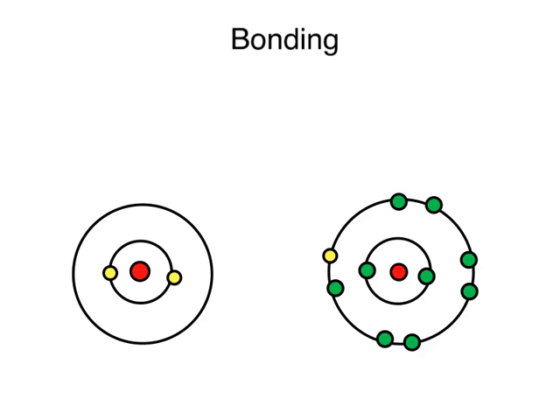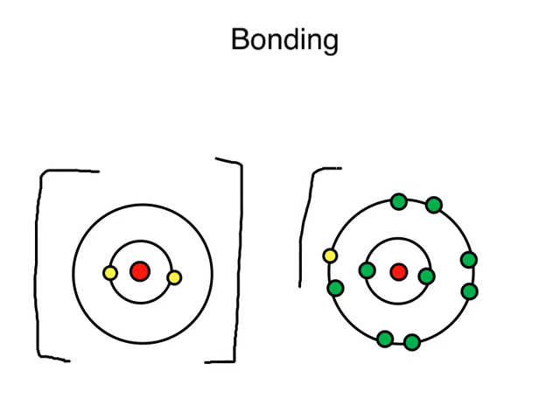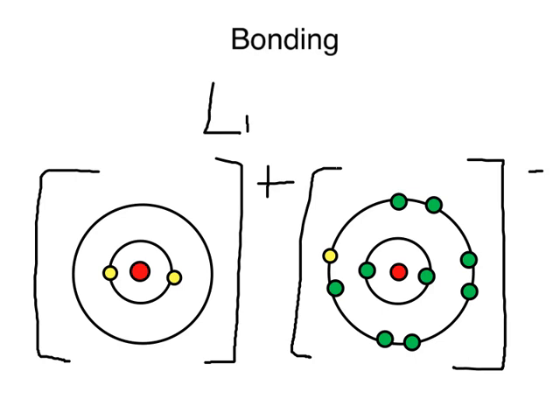Okay, now we can show this being bonded together by putting the two ions in a square bracket. Now the lithium is positive and the fluorine is negative, and this is how we show an ionic bond. Now we can also work out what the formula is. So the formula would be lithium fluoride.